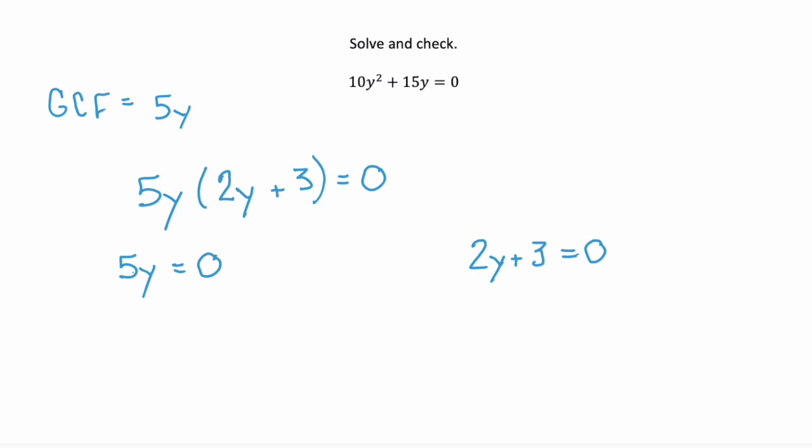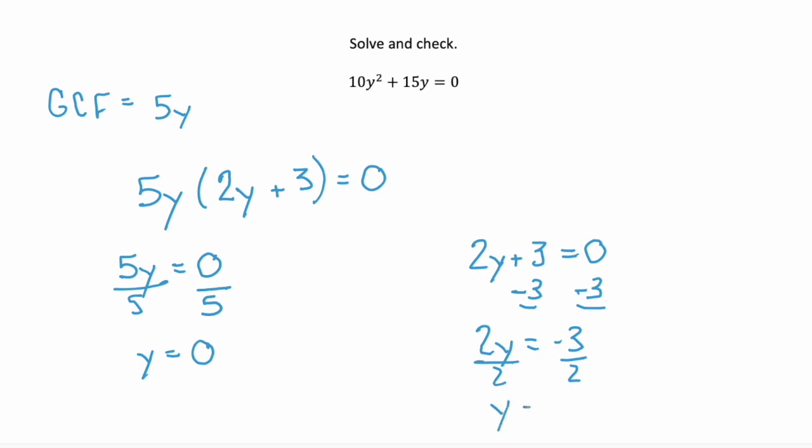The first one, 5y equals 0, we divide by 5, so y equals 0 divided by 5. 0 divided by anything is 0. And the second solution, first, we'll subtract 3 from both sides, which gives us 2y equals negative 3. Now to get y alone, divide by 2, and we have y equals negative 3/2.